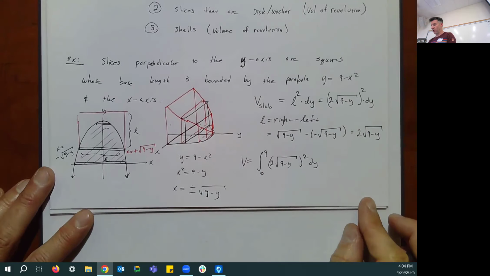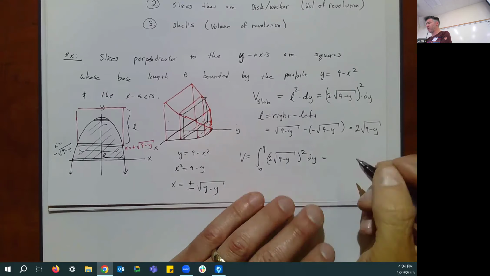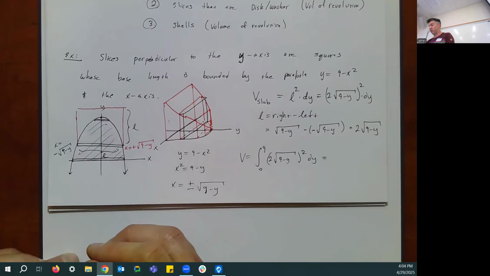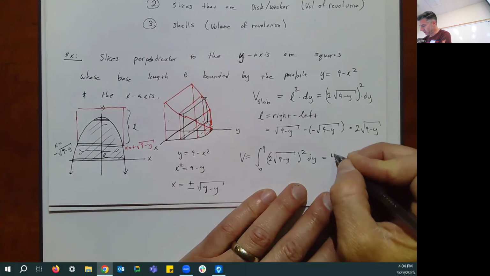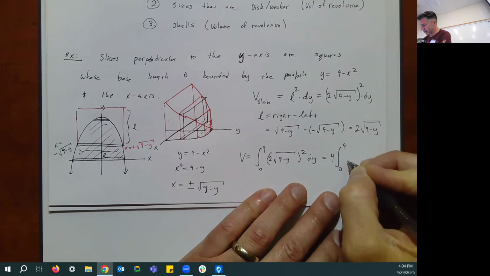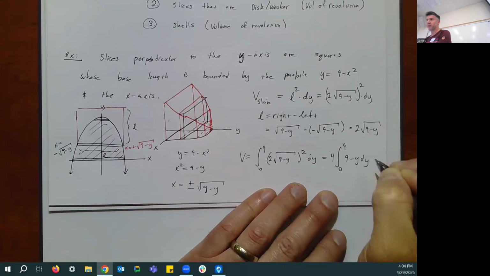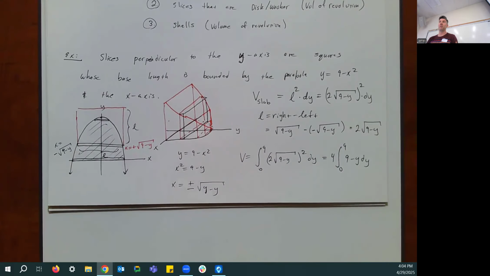But this is not terrible, because 2 squared is 4, and the square root of 9 minus y, squared, is 9 minus y. So this is just going to be 4 times the integral from 0 to 9 of 9 minus y dy. And that's really not bad at all. So the nice thing about these weird slicey problems is that usually the integral is relatively easy to anti-differentiate. It almost always ends up being some terrible square root thing that then nicely squares away. Not always, but a lot of the time.